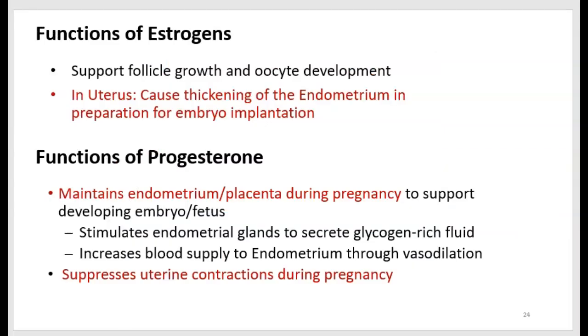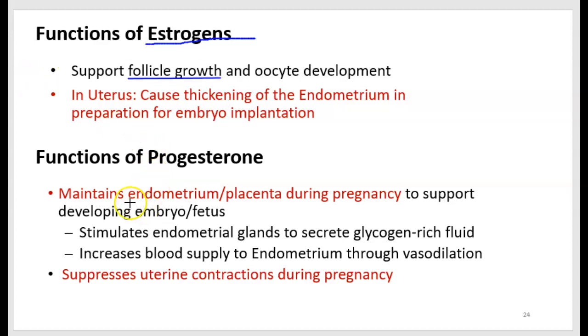So the next topic will be the uterus, and we will look at what the functions of estrogen and progesterone are. Estrogens have a couple of functions supporting the growth of the follicle and development of the oocyte. But the function on the uterus is to cause thickening of the endometrium in preparation for embryo implantation. So the initial thickening that has to happen is a result of estrogen.